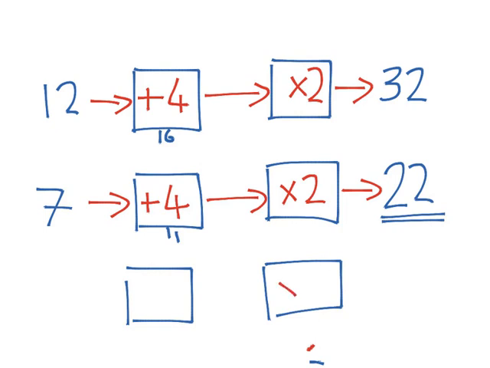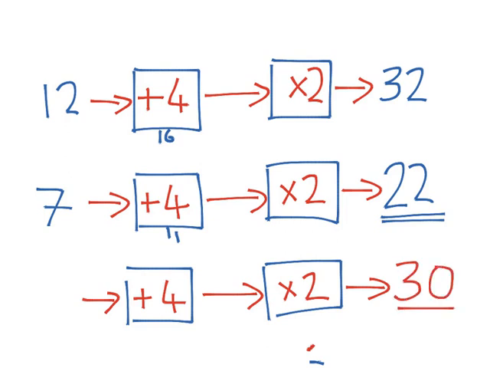Let's see if we can do this one backwards. So we have a plus 4 and a times by 2, and I'm going to tell you that my output is 30. Can you tell me what my input is? Pause the video and have a go. Okay, working backwards then, we had divide by 2, which is the inverse, so that would give us 15. And then the opposite of adding 4 is subtract 4. 15 minus 4 would give me 11.